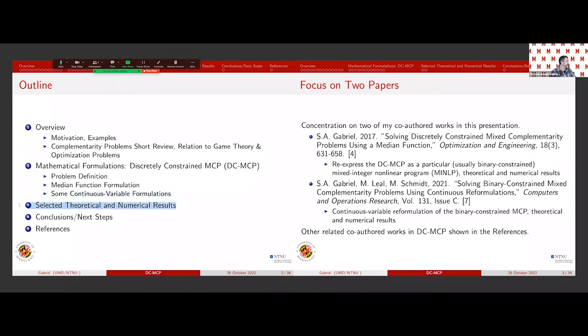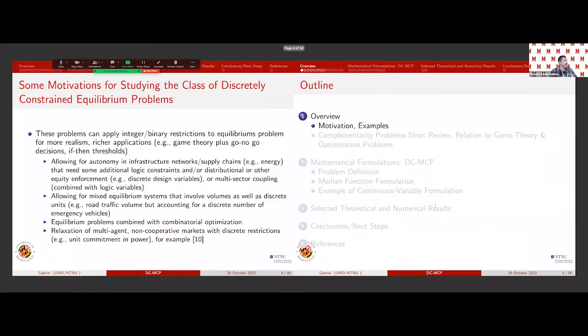Then I'll talk about some selected results that we have and then next steps and so on. So feel free to interrupt if you like at any time. This particular talk is based on these two papers. This one using the median function is in Optimization and Engineering. And then the follow-up paper, as I mentioned, with my colleagues Marina and Martin, is in Computers and Operations Research, a continuous variable reformulation. And then there's a whole bunch of other works in the references that I'll talk about.